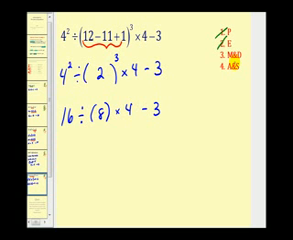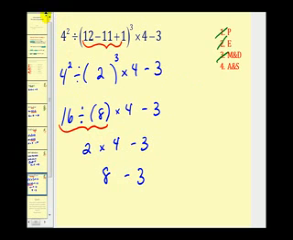Step 3, multiply and divide from left to right. So we'll perform this division first. 16 divided by 8 would be 2. We're still on step 3, so now we'll multiply. 2 times 4 would be 8. And then finally we have 8 minus 3, which is equal to 5.